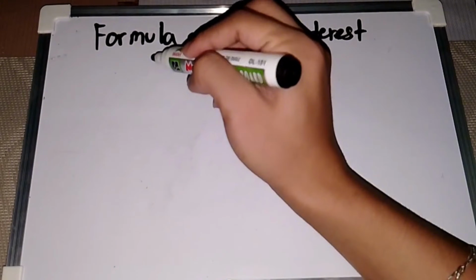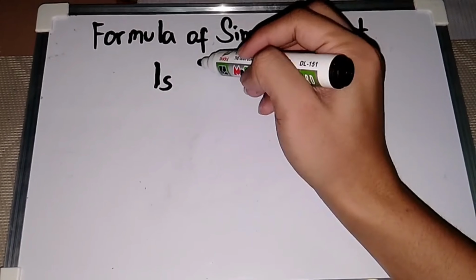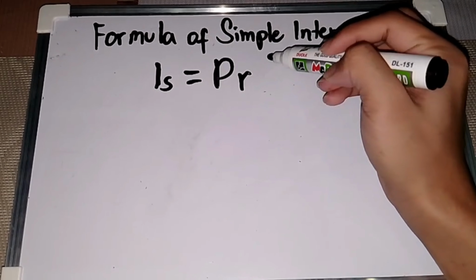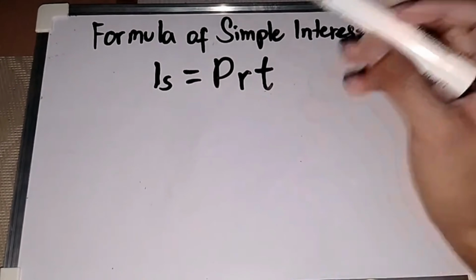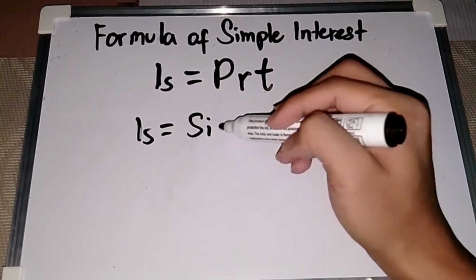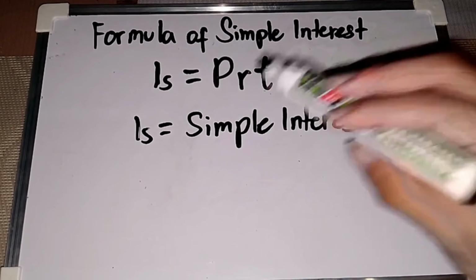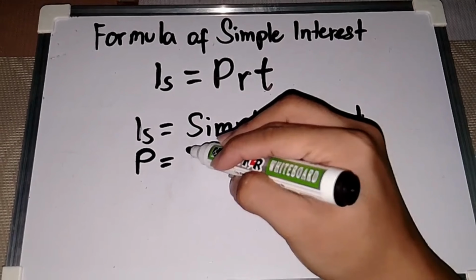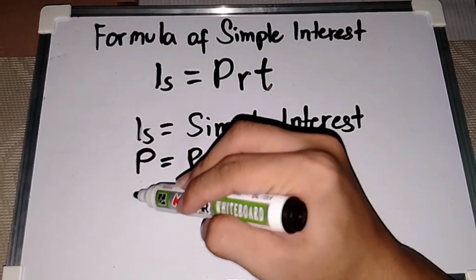So we write here I sub S equals PRT. Here's the formula of simple interest. So what is I sub S? I sub S is the simple interest. And our P equals principal. And the next is R.